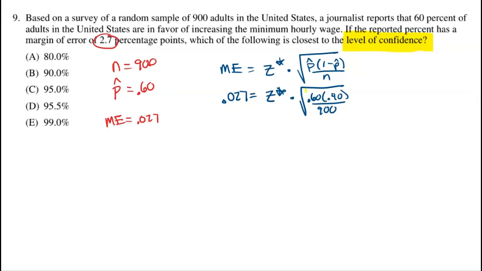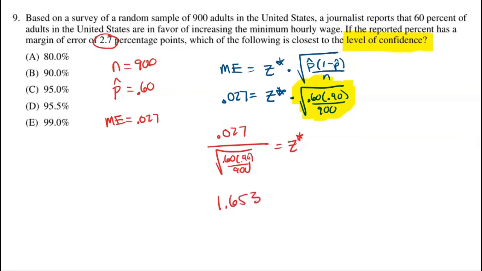Now, this is the standard error of our test statistic, or the standard error of our sample statistic. So we can calculate that and then divide it over. If we take the 0.027 and divide by the square root of 0.60 times 0.40 divided by 900, we can get our z star. Go ahead and do that math if you want, but that gives you a z star of 1.653.